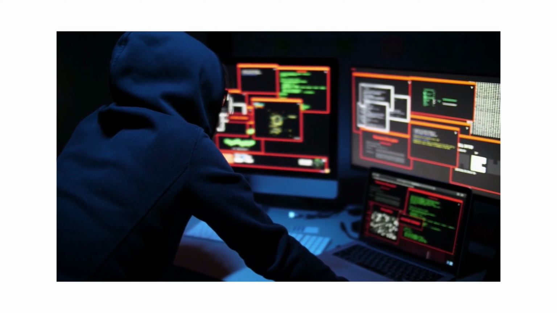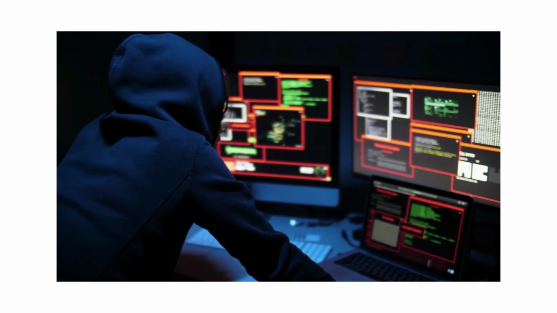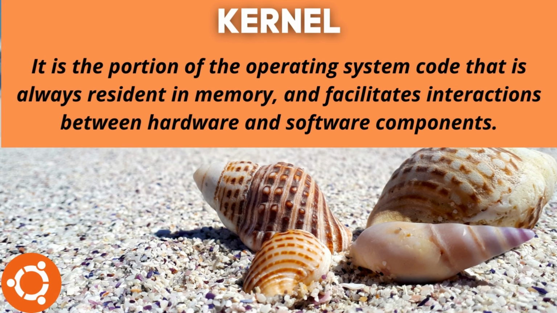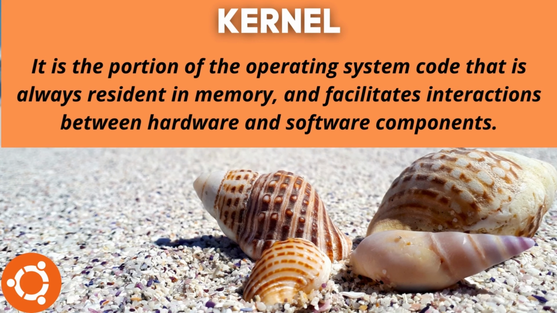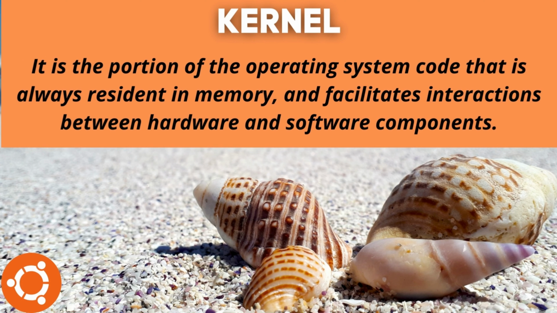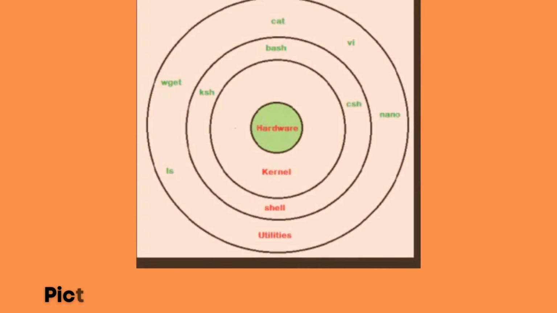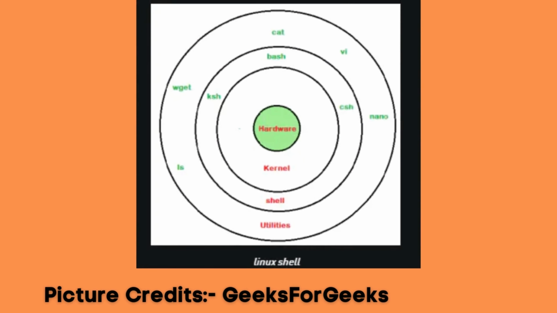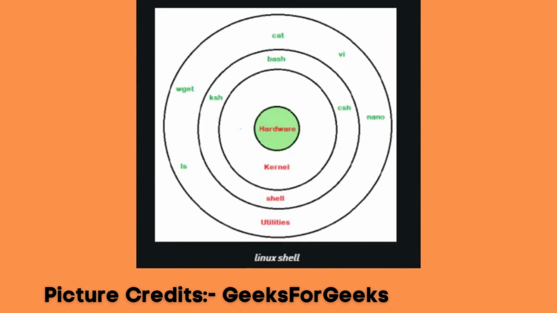So it is the portion of the operating system code that is always resident in the memory and facilitates interactions between hardware and software components. Okay, you can see there is an image of the Linux shell. Here the hardware is at the core, and then the kernel, and then the shell, and then the utilities. Okay, picture credits go to the GeeksforGeeks website. Okay, so let's come to the next topic.